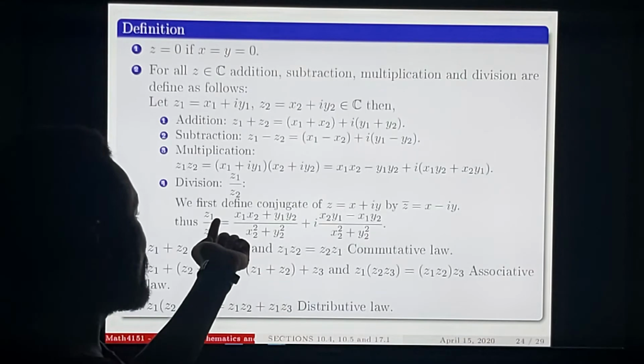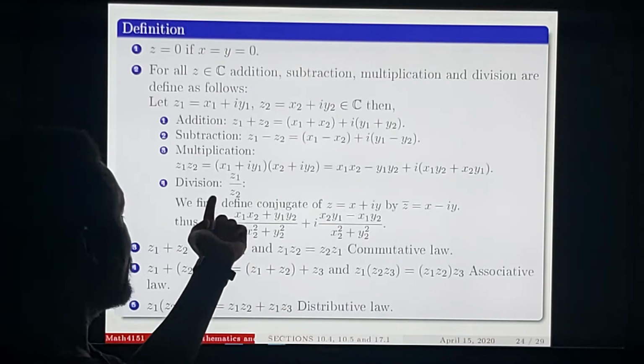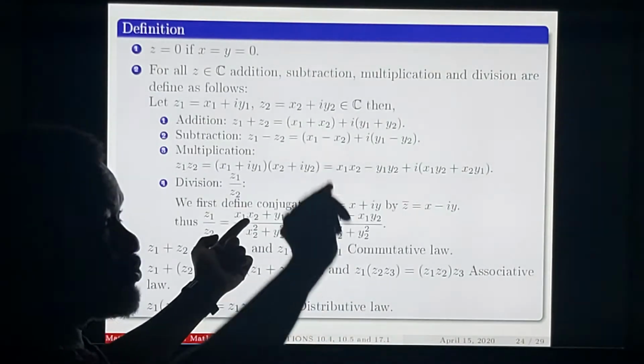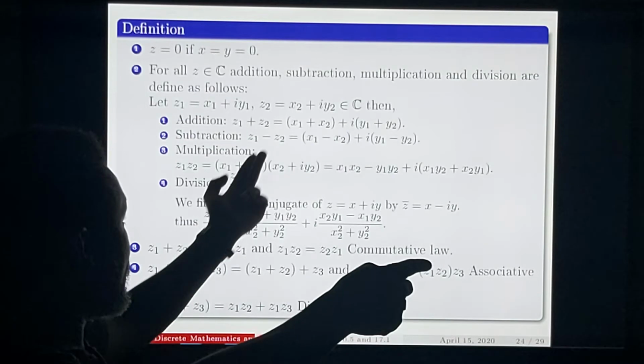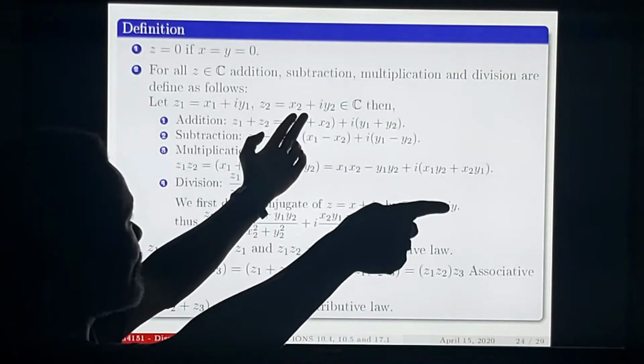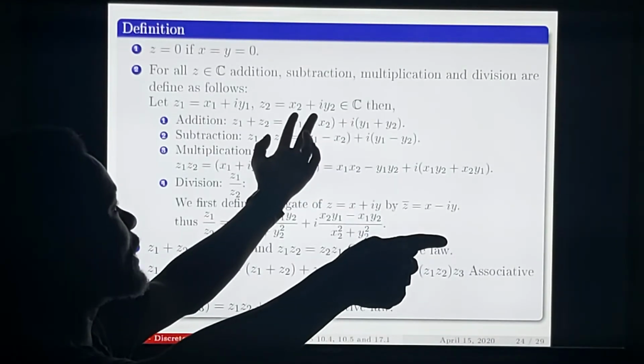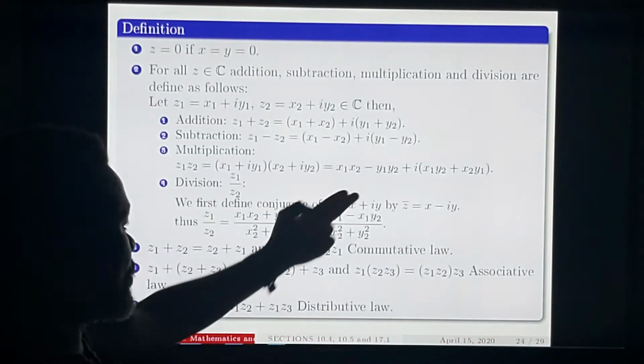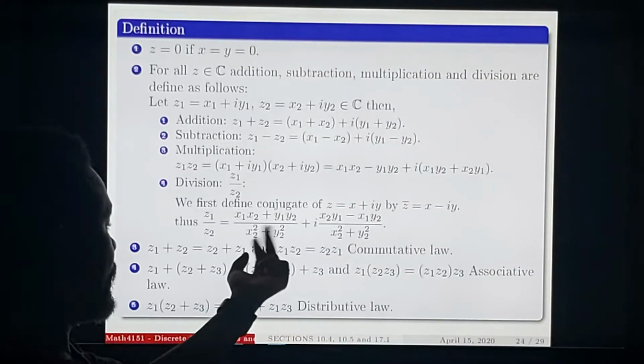Okay, so here you're just using z1, which is x1 plus iy1, divided by x2 plus iy2. Now you do that thing: this divided by this, you multiply by the complex conjugate of this, which is x2 minus iy2 divided by x2 minus iy2. Then you expand the usual way we've expanded. You will end up with this.